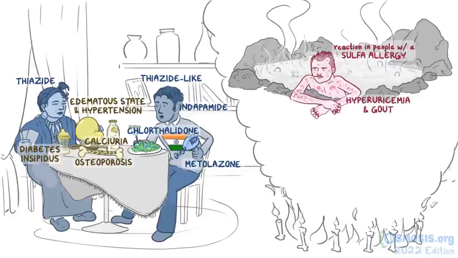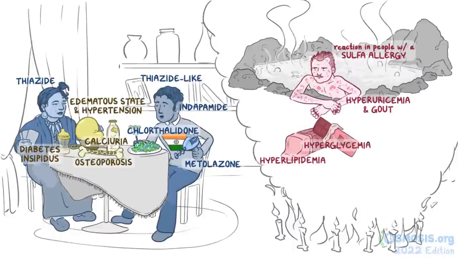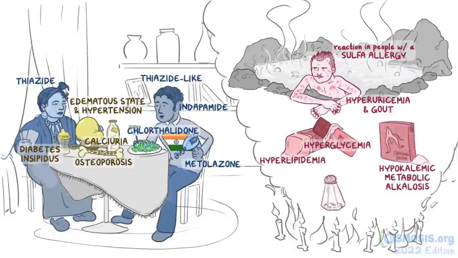Next to him are the unhealthy foods that led to his death. On one side, there's a huge stick of butter for hyperlipidemia and a giant candy bar for hyperglycemia. There's also a box of baking soda with a banana peel on it for hypokalemic metabolic alkalosis. On his other side is a short and empty salt shaker, representing hyponatremia.